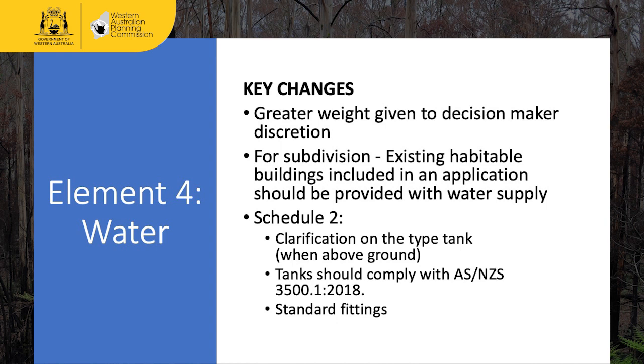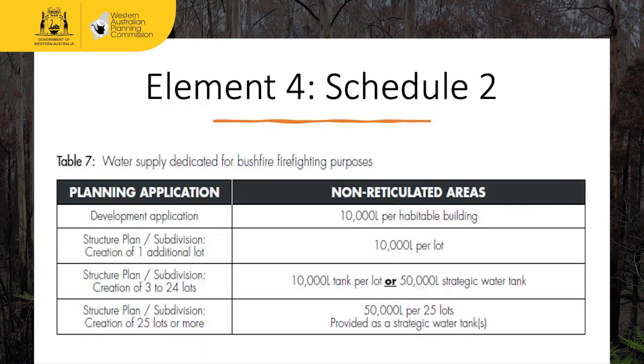It also includes that the tank may need to comply with the Australian Standard 3500 if the tank is going to be connected to be a domestic water supply. Table 7 outlines the water supply amounts needed for a subdivision or development application in non-reticulated areas. This table should not be used for proposals assessed as vulnerable tourism land uses, as different water supply amounts are listed within Element 5's bushfire protection criteria.